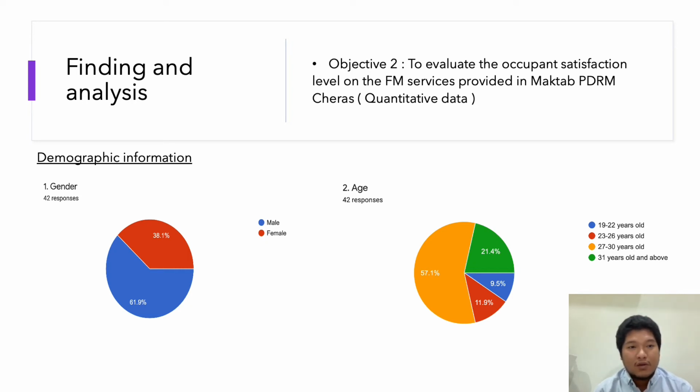As a result, 42 responses have been obtained, and you can see from the demographic information, based on gender, 61.9% are male, 38.1% are female, and then for age, 57.1% are the highest, which is between 27 to 30 years old, and the lowest would be 9.5%, which is between 19 to 22 years old.